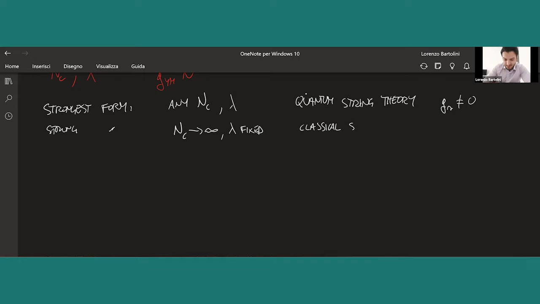classical string theory. And so you expect it to be easier than the situation before. The string coupling is arbitrarily small, but you still have to use string theory.